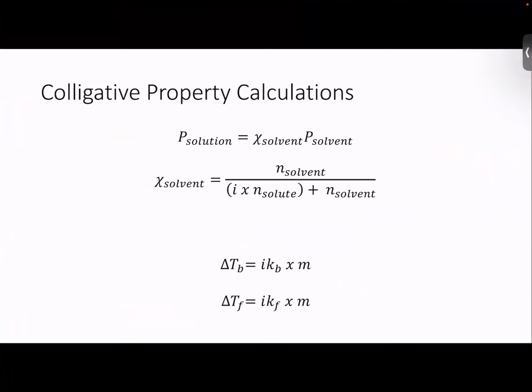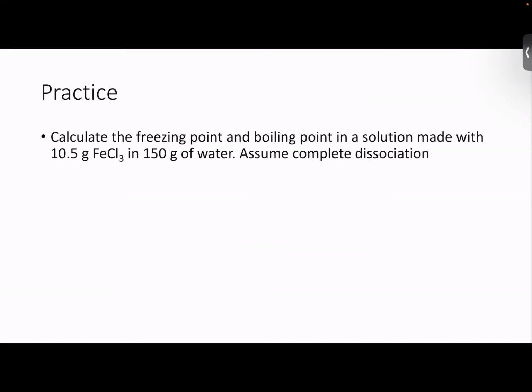So we were talking about colligative properties of strong electrolytes. Let's look at a couple of examples because I always like leaving you with an example so that if you get onto active homework or any other homework and you're working it, you have something to at least look back at and hopefully help. So calculate the freezing point and boiling point in a solution made with 10.5 grams of iron 3 chloride in 150 grams of water. Assume complete dissociation.